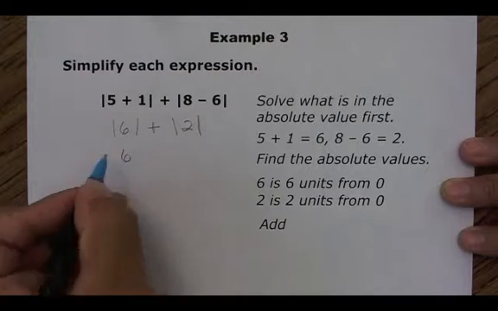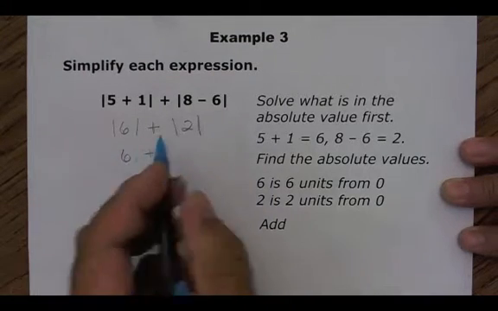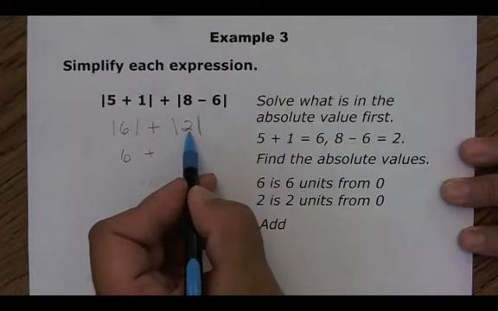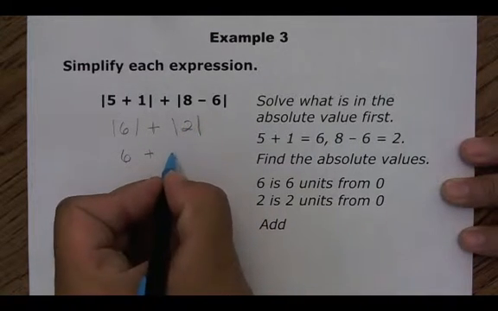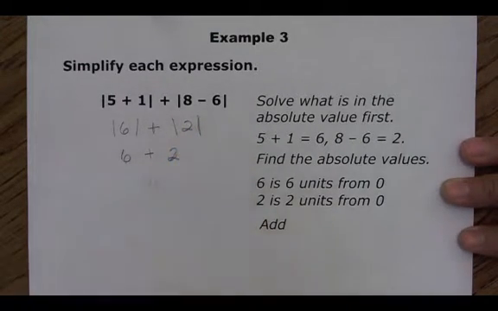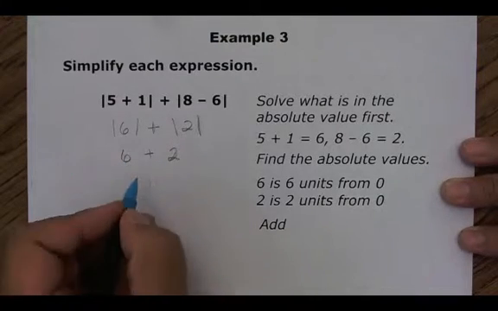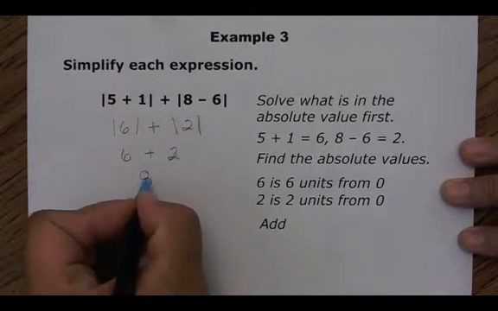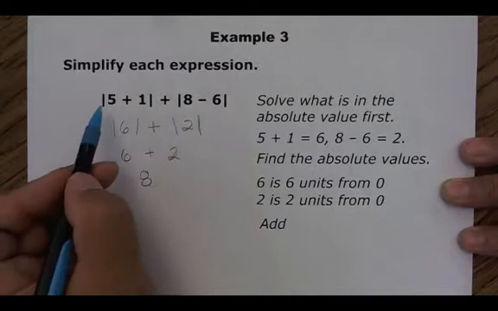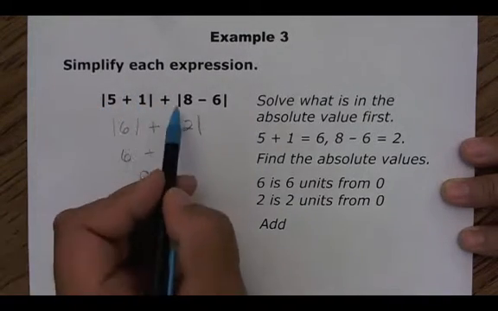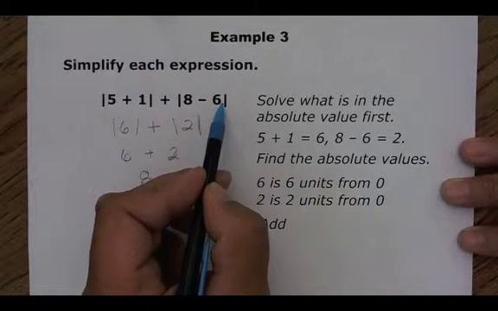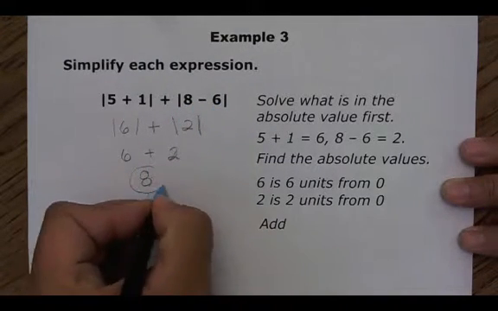It's 6. Bring down the plus sign. And how far is 2 from 0? So the absolute value of 2 is 2 because it's 2 units from 0. And then we have 6 plus 2, which is 8, and we add them together. So the absolute value of 5 plus 1 plus the absolute value of 8 minus 6 is 8, and I'm going to circle my answer.